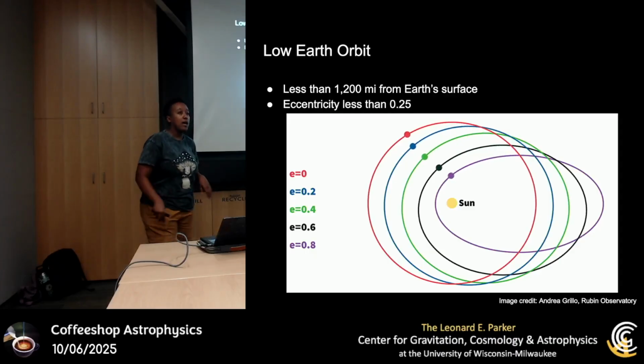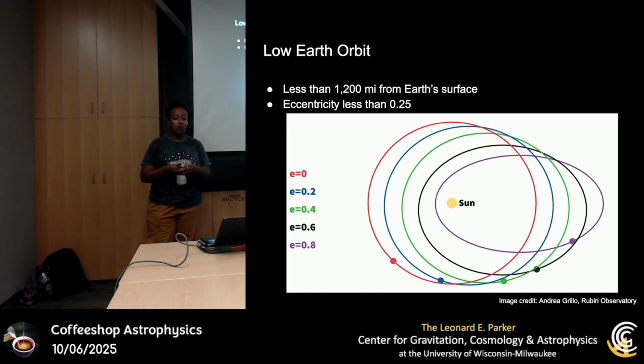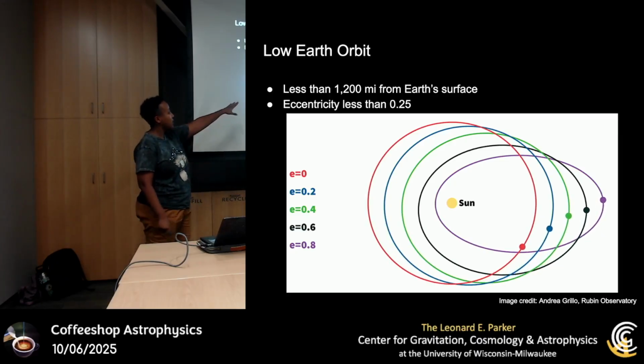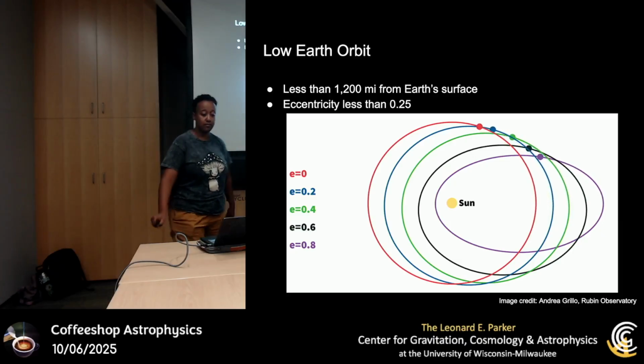These orbits also have an eccentricity of less than 0.25. Eccentricity is just a measure of how round or how ovally an orbit is. So eccentricity of 0 would be a perfect circle, and then going all the way to 1 would be like a parabola.